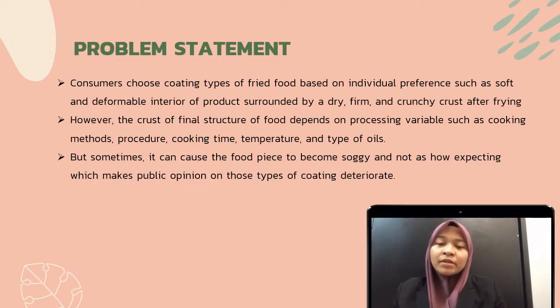Alright, for the problem statement. Consumers choose the coating type of fried food based on individual preference, such as a soft and deformable interior surrounded by a dry, firm and crunchy crust after frying. However, the crust or final structure of the food depends on processing variables such as cooking method, procedure, cooking time, temperature and type of oil. Sometimes it can cause the food piece to become soggy and not as expected, which makes public opinion of those types of coating deteriorate.